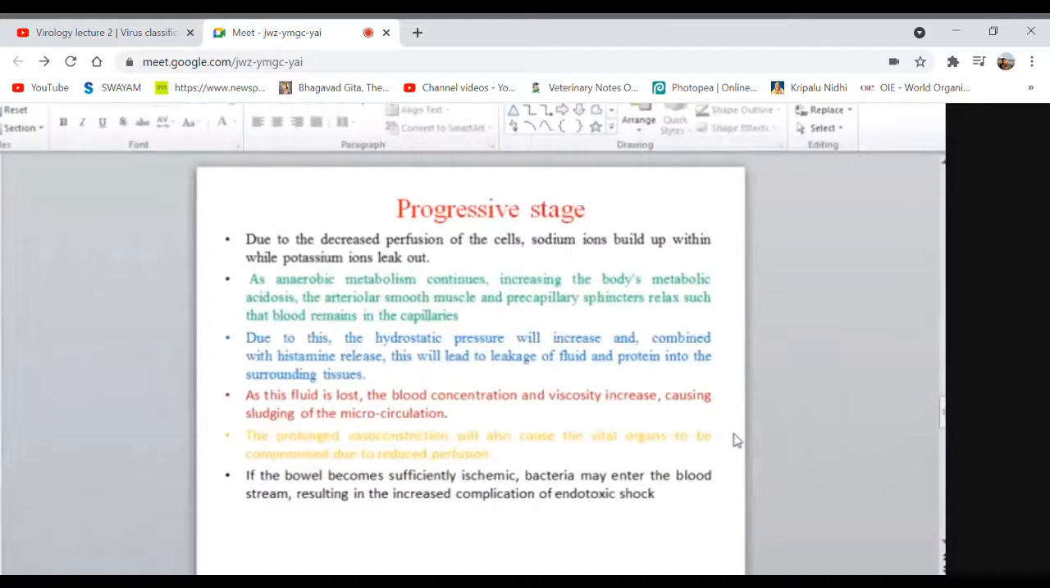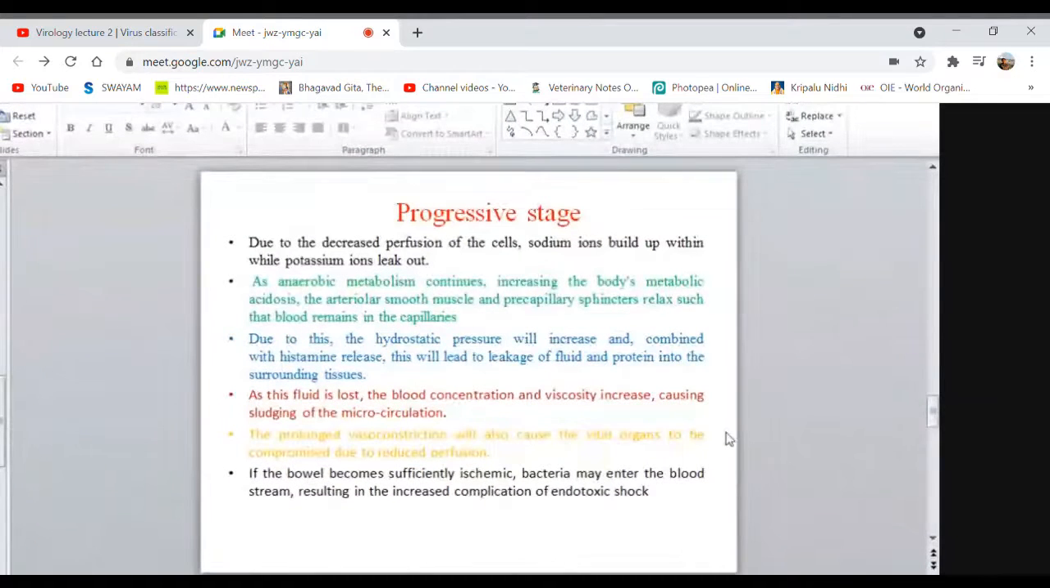Then because of low oxygen supply to the bowel, they also become ischemic. Bacteria may gain entry into the bloodstream, and this leads to endotoxic shock complication.